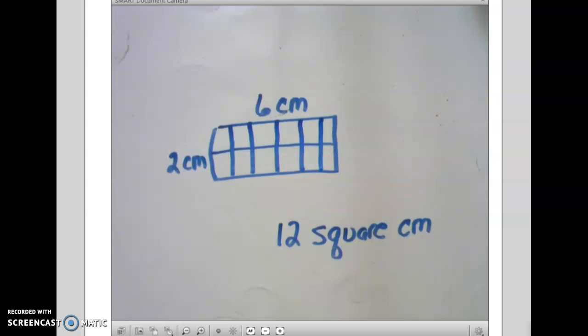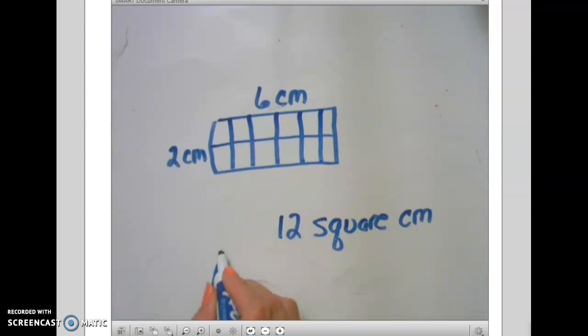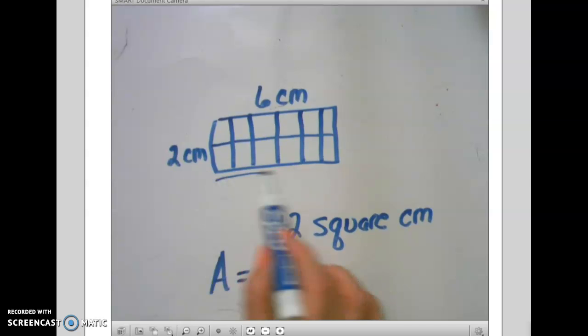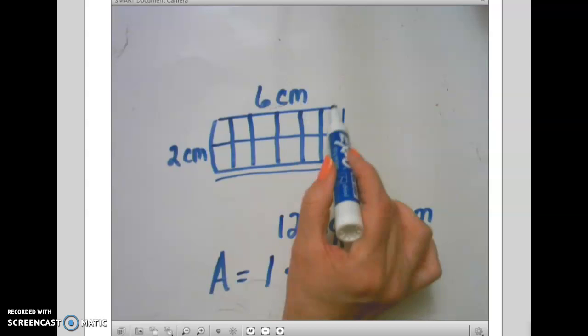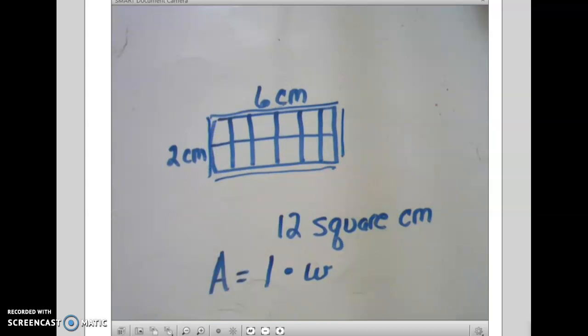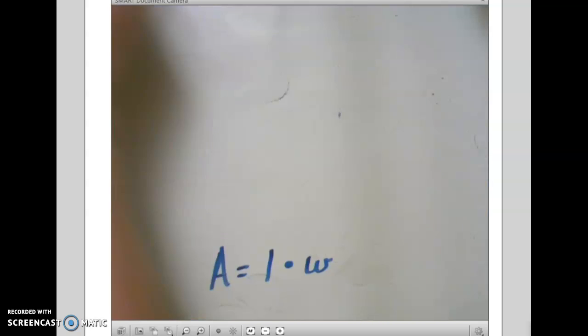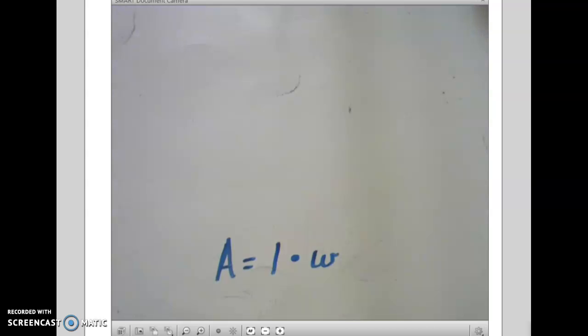So we use multiplication to figure out area. We say area equals the length times the width. Area is the length times the width. 6 times 2 equals 12 square centimeters. So if we get into more complex figures, beyond just rectangles and simple small rectangles, we will use the formula: area is always going to be the length times the width.